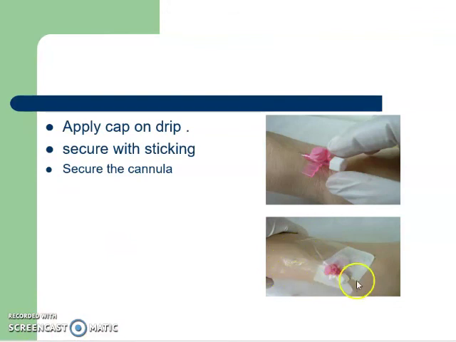Now see, you have to secure the cannula with proper sticking. The ready-made stuff is available, or you can use a sticking plaster according to whatever the trend is in your hospital, and secure it properly. You should ensure that there is no leak, and also that the sticking plaster is firmly attached to the skin. If the skin is wet, you should first dry it up with a gauze so that the adhesive sticks properly to the skin.